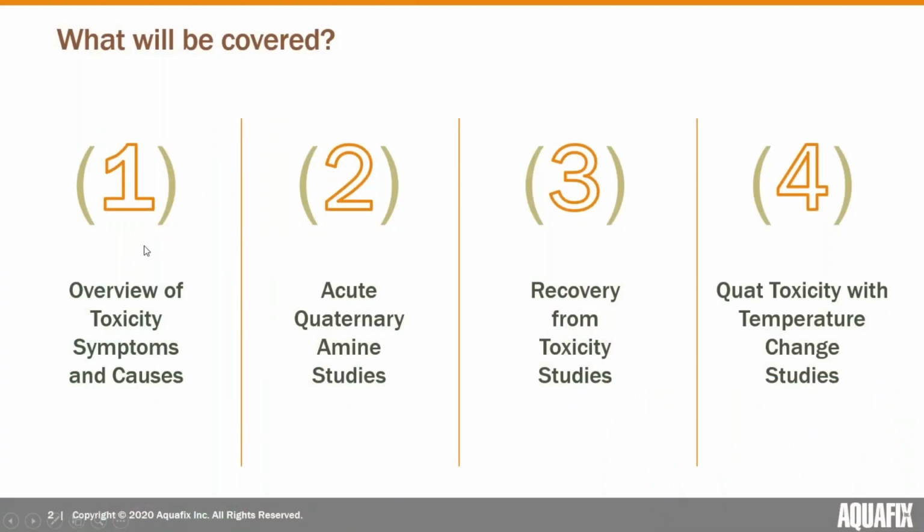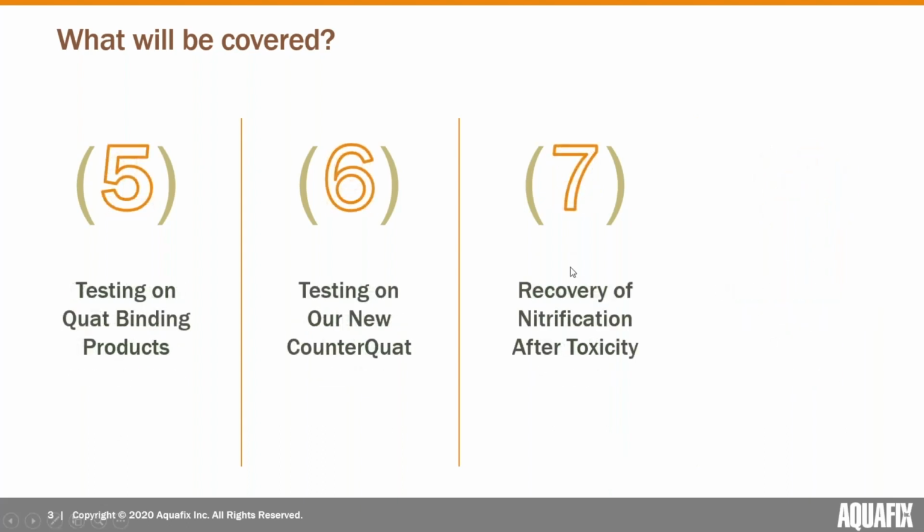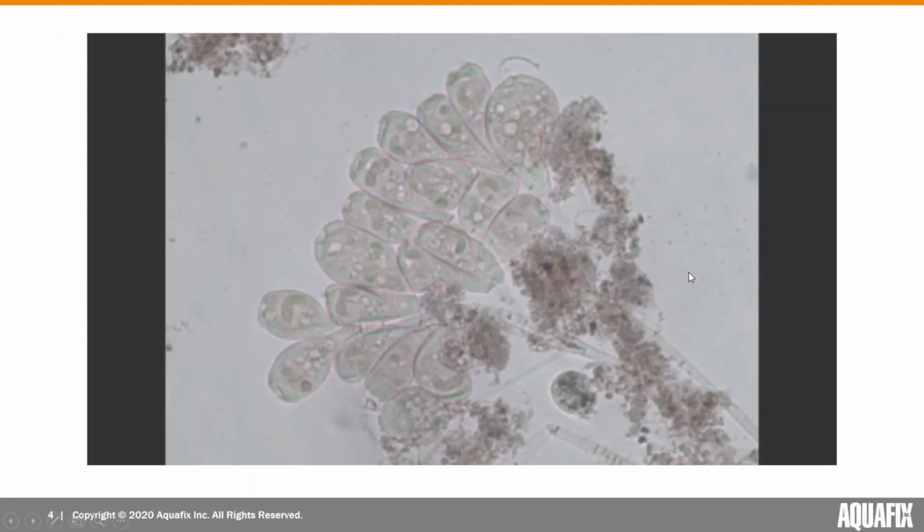What will be covered today? Number one, an overview of toxicity. We will look at all the types of toxicity. We will narrow in on a quaternary amine and some of the studies we've done then. Then we're going to talk about recovery from toxicity. We'll talk about toxicity with temperature change. We will do testing on Quat binding products, testing on our new CounterQuat, and we will study recovery of nitrification after toxicity.